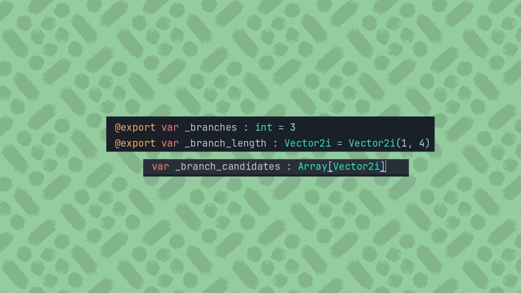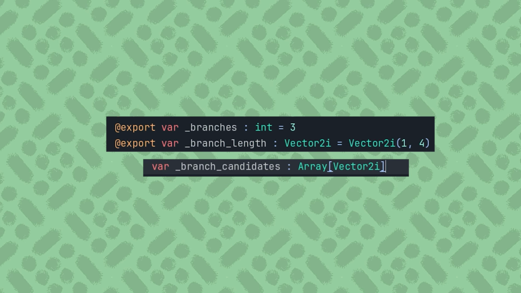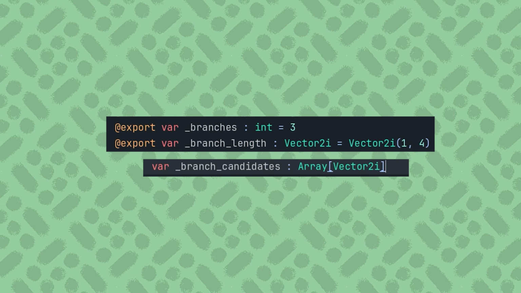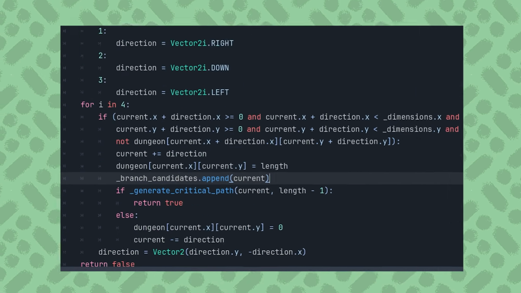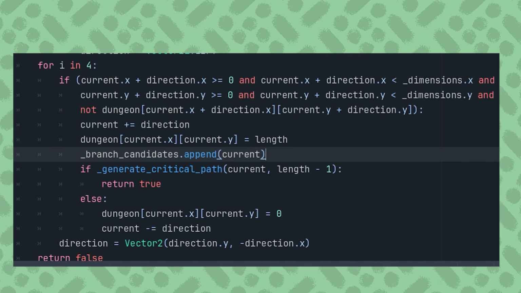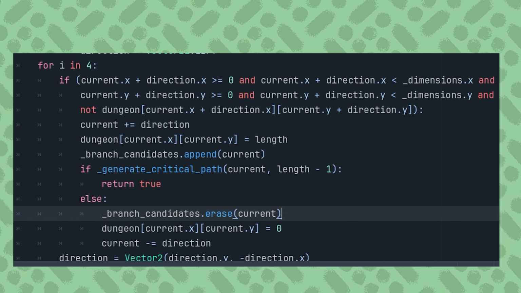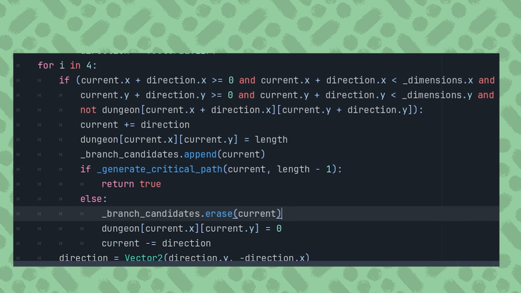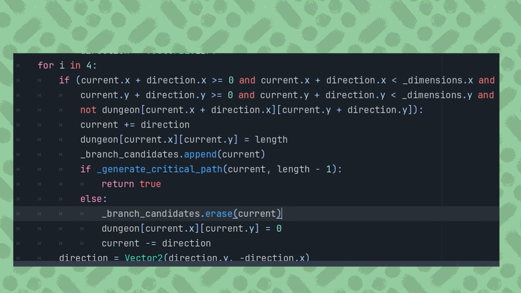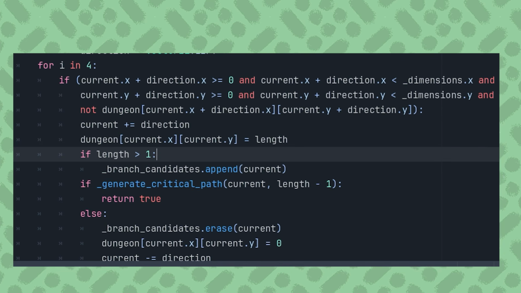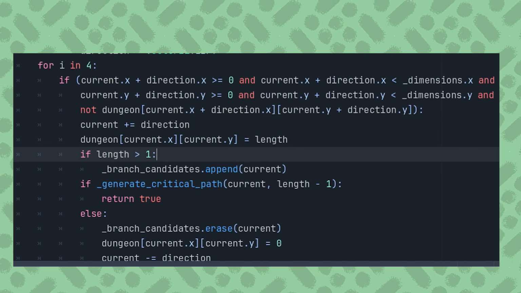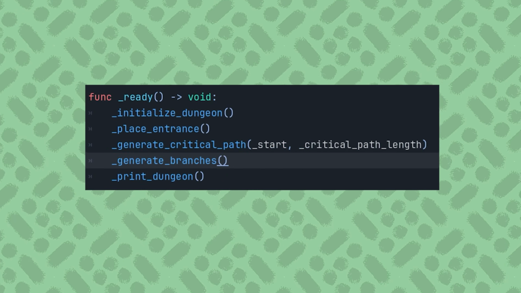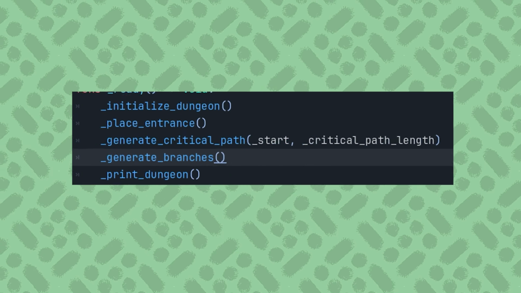To keep things efficient, it would also be a good idea to maintain a list of rooms which can have branches added to them as an array of vector 2i. Anytime we add a room to the critical path, we can add it to the list of branch candidates, then also remove it if the room is deleted. I would prefer if the last room of my path was not considered a branch candidate, so I'll add the condition that length must not be 1. The erase function will not cause an error if the candidate is not in the array, so there's no need to check first.